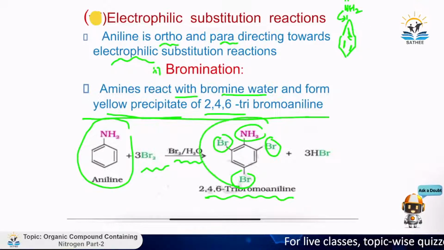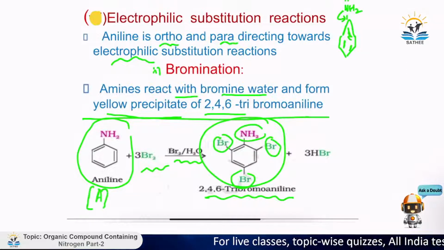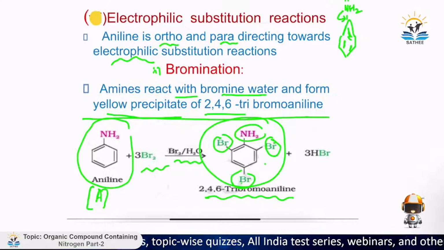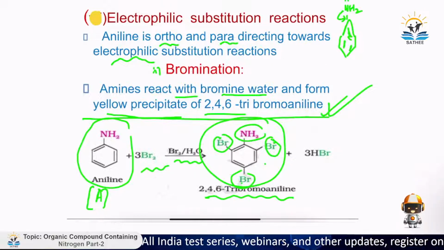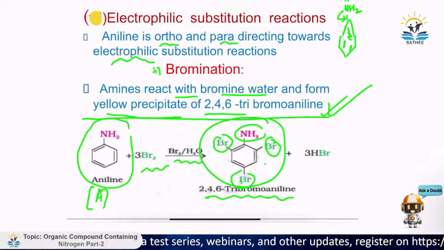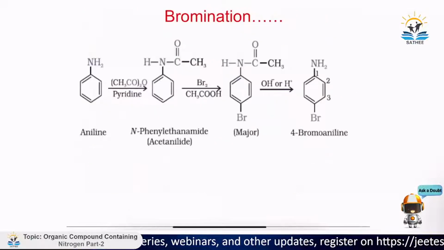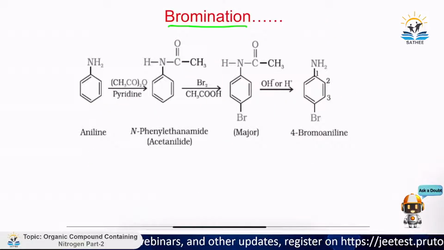So directly this can be given. They will give this, and they will ask, suppose if this is A, so what is A? They'll ask like this in the question. So we should know that aniline is so much ortho and para directing that all the three positions are occupied by bromine to form 2,4,6 tribromoaniline. This is the first thing that we have to remember.